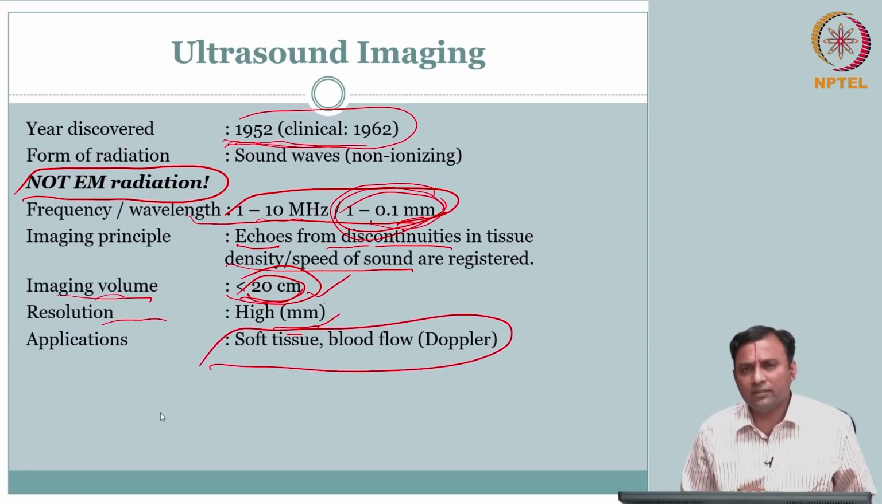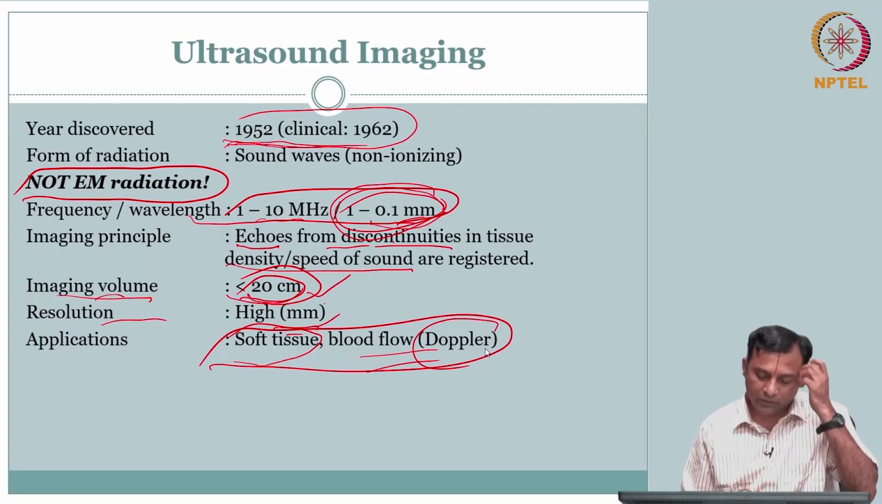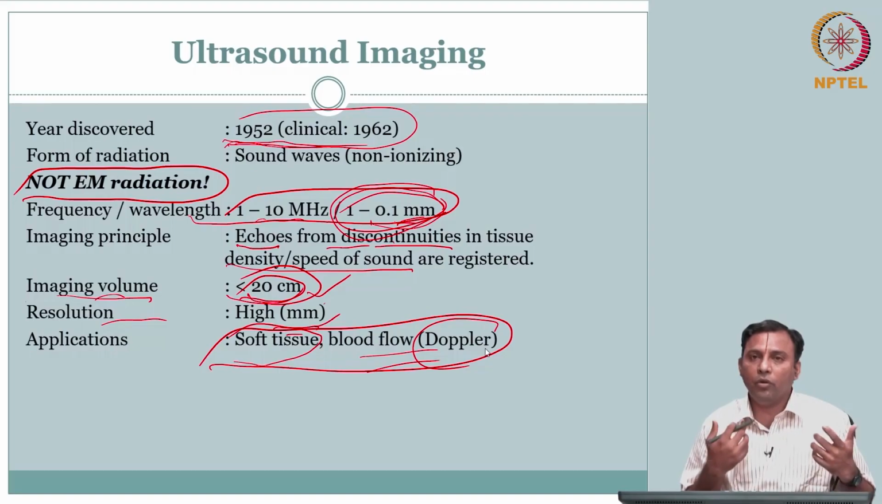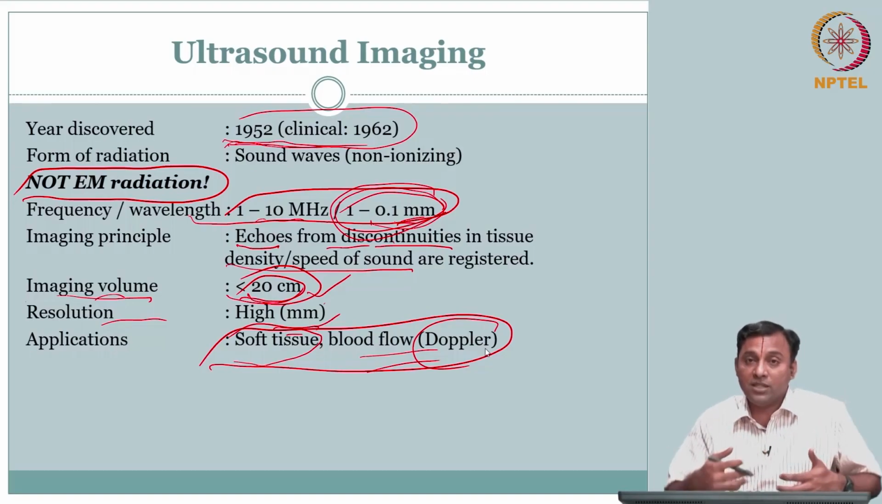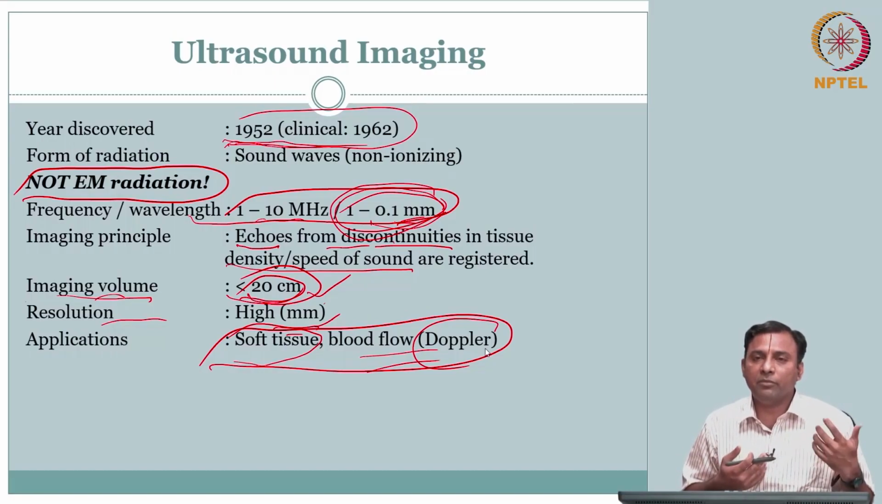But the good news is it is applicable for soft tissue contrast. It is not so good at the extremes. You don't really see it as a staple application for a bone fracture. But it is very good with soft tissue contrast and blood flow, using the principle of Doppler. We'll get to that. So you can see blood flow and soft tissue, the blood vessel and the organ that is holding the blood vessel. It gives a wholesome picture, but it is very limited from the field of view point of view.